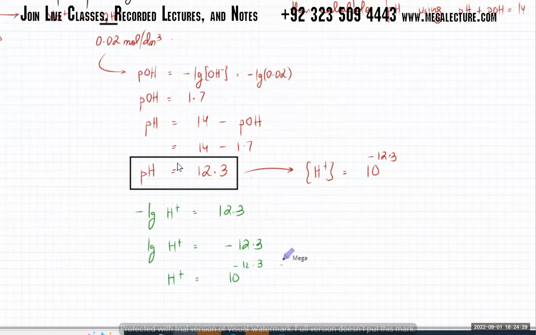Whenever pH is given and you want to go back, H plus is going to be 10 power minus pH, so 10 power minus 12.3. If they give pOH and you want to find the OH ion concentration, it's 10 power minus 1.7. That's the detailed calculation, but the simple method is this: 12.3 means 10 power minus 12.3. So if you have a higher pH value, the concentration of H plus is pretty low. Minus 12.3 power means it's an extremely low concentration.